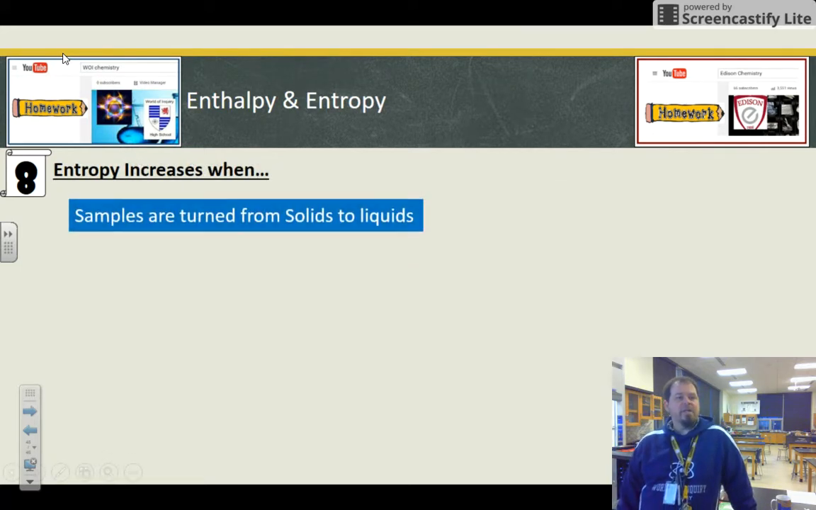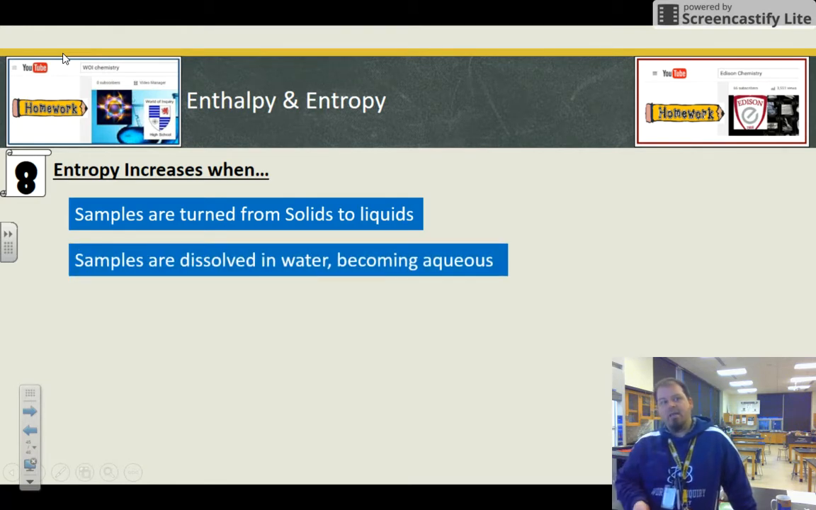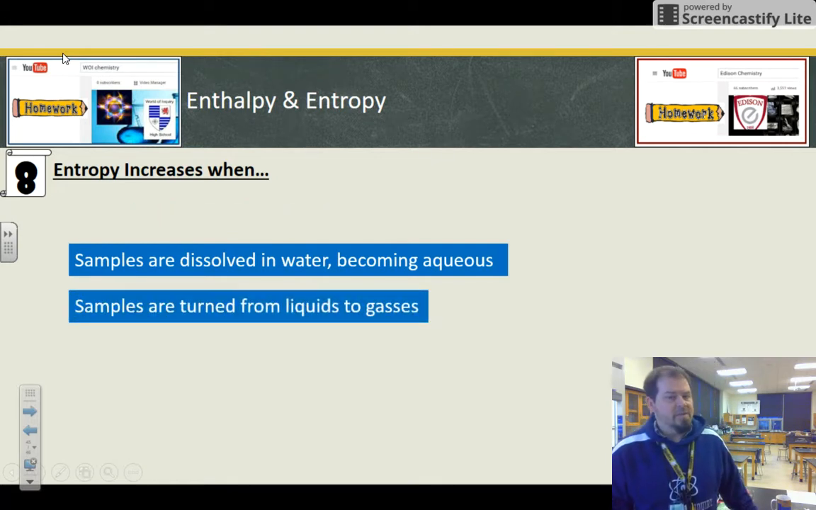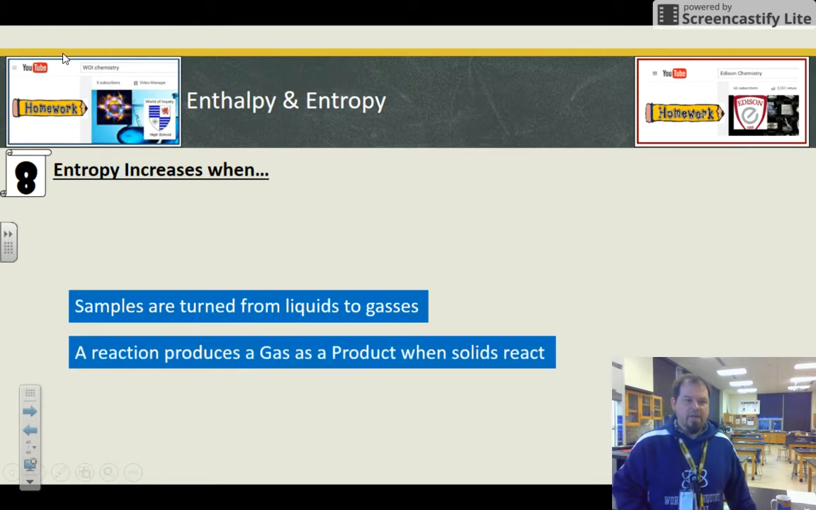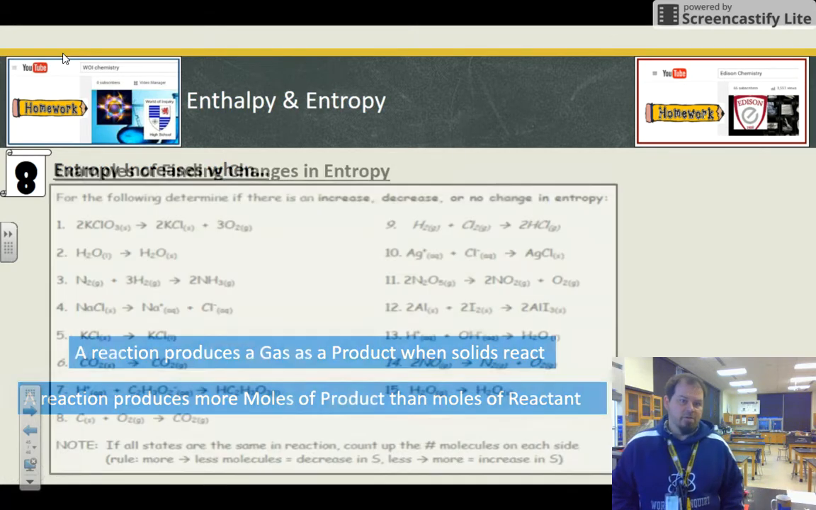Okay. So entropy increases when the sample goes from solid to liquid, or from anything when I'm going right on that last diagram. And your right is this way, isn't it? Samples are dissolved in water, becoming aqueous, okay? Samples are turned from liquids to gases, correct? A reaction produces a gas as a product when solids react. Perfect. A reaction produces more moles of product than moles of reactant. More moles is more random than fewer moles. So that wasn't on that original list, but that's on there.